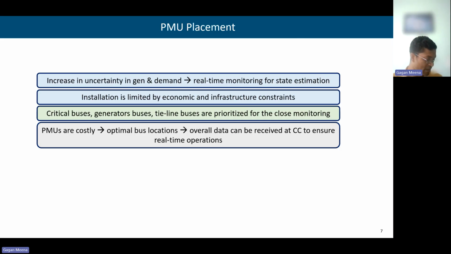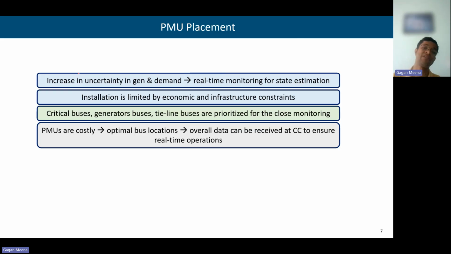The first one is PMU placement, optimal PMU placement. So why do we want a PMU? Why are we talking about optimal PMU placement? Because, as mentioned here, you can see the increase in uncertainty in generation and demand, and it increases the necessity for real-time monitoring for state estimation.